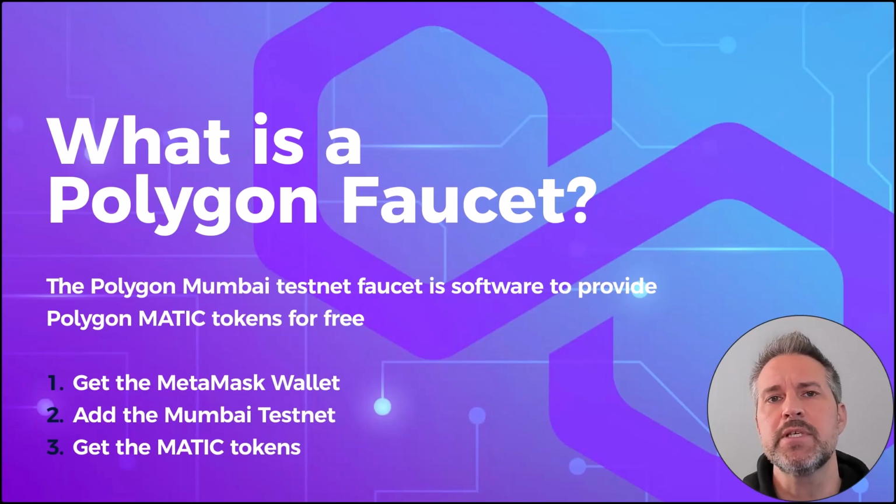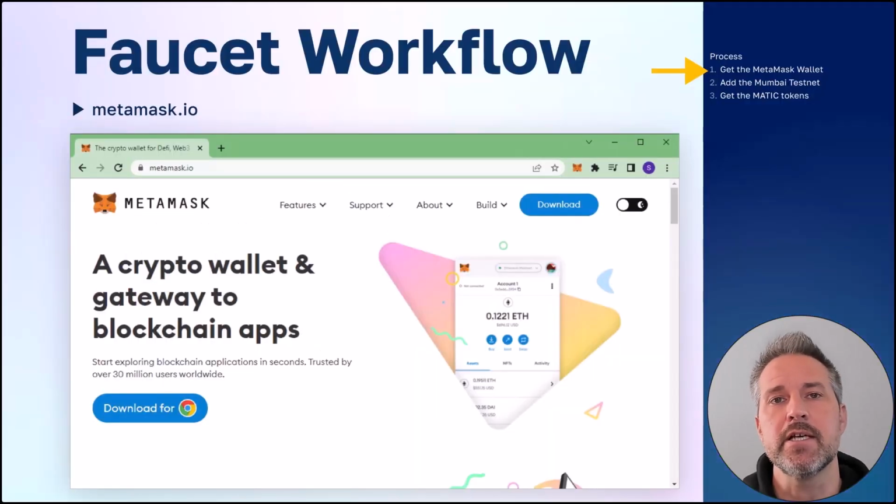Well, a faucet is a piece of software that helps you put currency onto your blockchain account. The steps that we'll use here are get a MetaMask wallet, add the Mumbai testnet, and get the Matic tokens. Let's see those steps in detail.